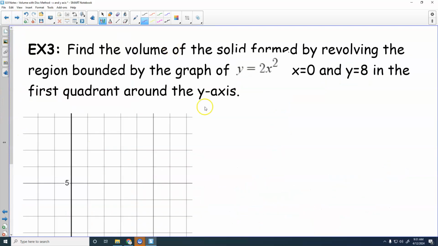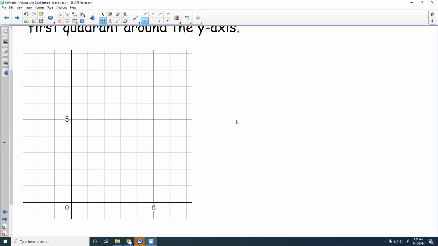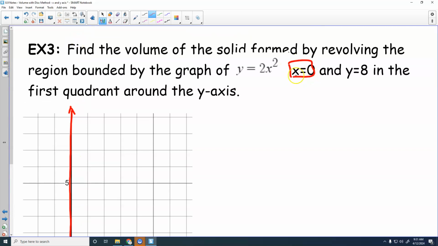Okay, let's do one around the y-axis. So we're supposed to find the volume of the solid formed by revolving the region bounded by the graph of y equals 2x squared, x equals 0, y equals 8 in the first quadrant around the y-axis. So x equals 0 is our y-axis right here. So we got x equals 0 right there.